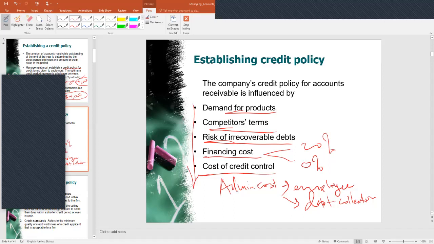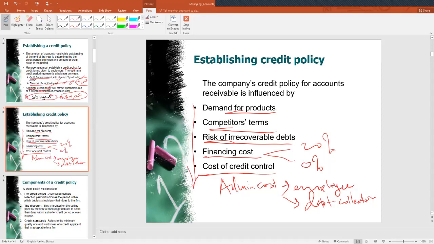Sorry, which point? The first one. Demand for the product. Okay. Yeah. As I mentioned, if a company is assured of the market, if there's an assurance that this market is for us to take, then quite unlikely will the company be offering goods on credit, because whether the market wants it or not, they have to buy that commodity.